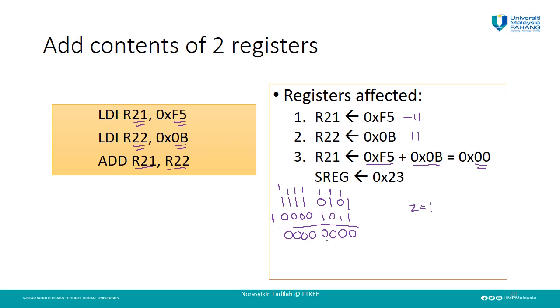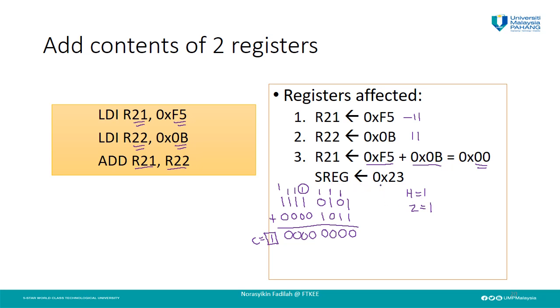After completing the 8 bits, we have a carry from bit 7. When we have a carry from bit 7, it means the carry flag will be set to 1. And then as you can see here, this is bit 3. At bit 3, 1 plus 1 is 10, so from bit 3 we have a carry of 1. Basically this indicates that there is a half carry. So the half carry flag will become 1.